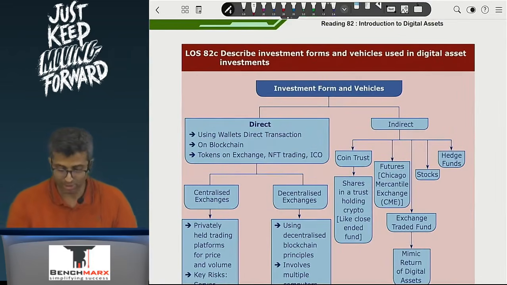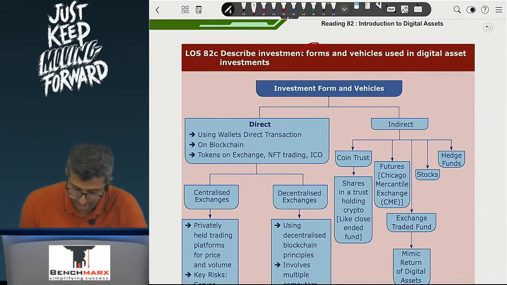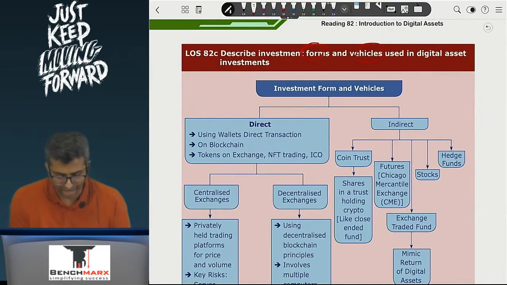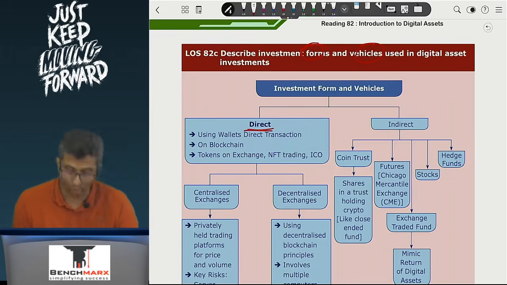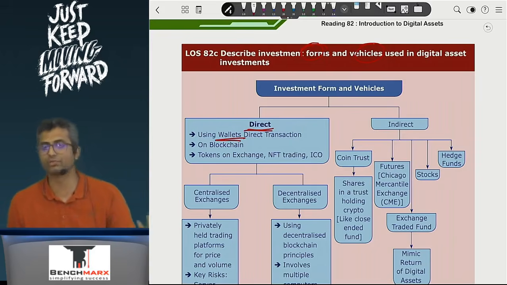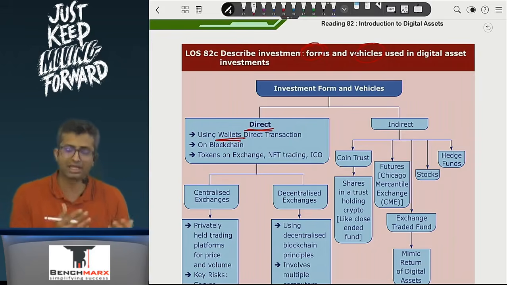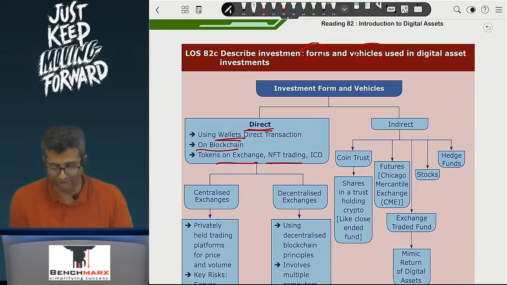Now, describe the investment forms and vehicles which can be used for digital assets. So I can invest directly, but if I want to invest directly, I'll need to have wallets. Like I need a demat account for a share, I'll need wallets where I can store this cryptocurrency on blockchain, and you get tokens on exchange if I were to buy. So this is if I were to directly buy. But how will I directly buy? I can buy through centralized exchanges like CoinDCX, WazirX, etc.